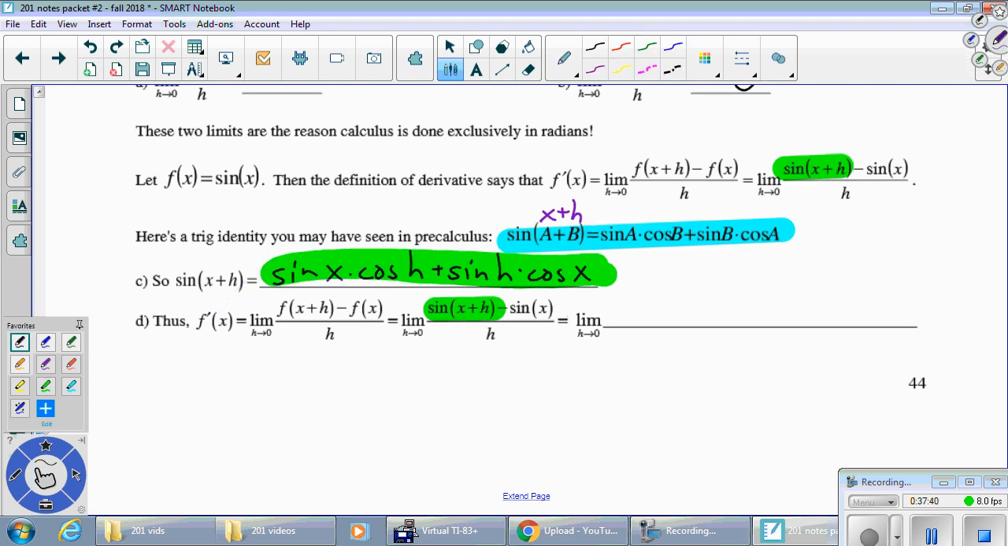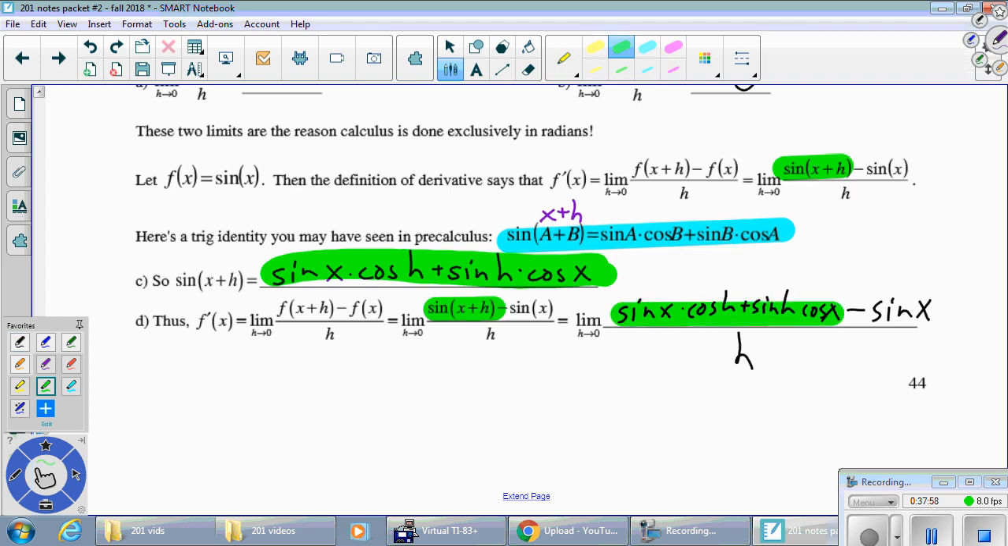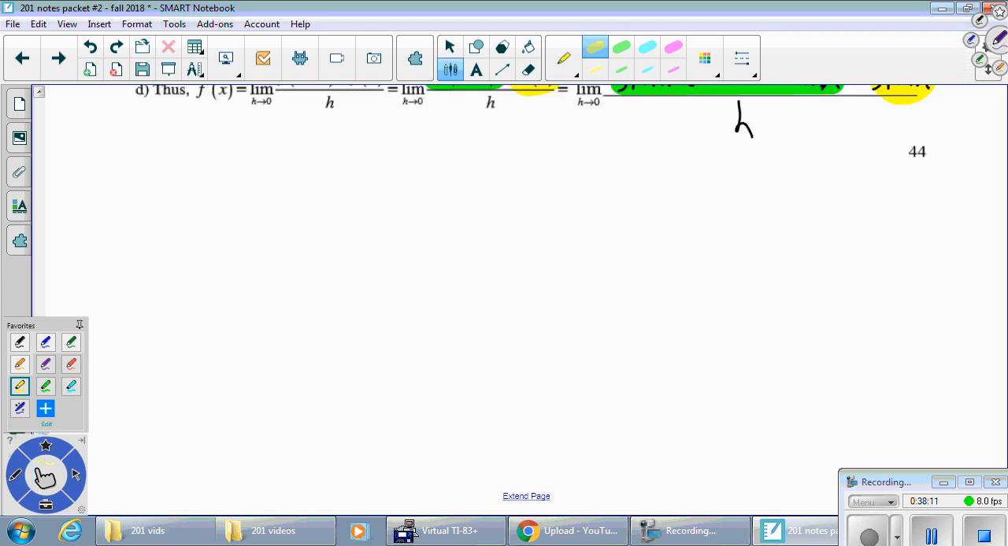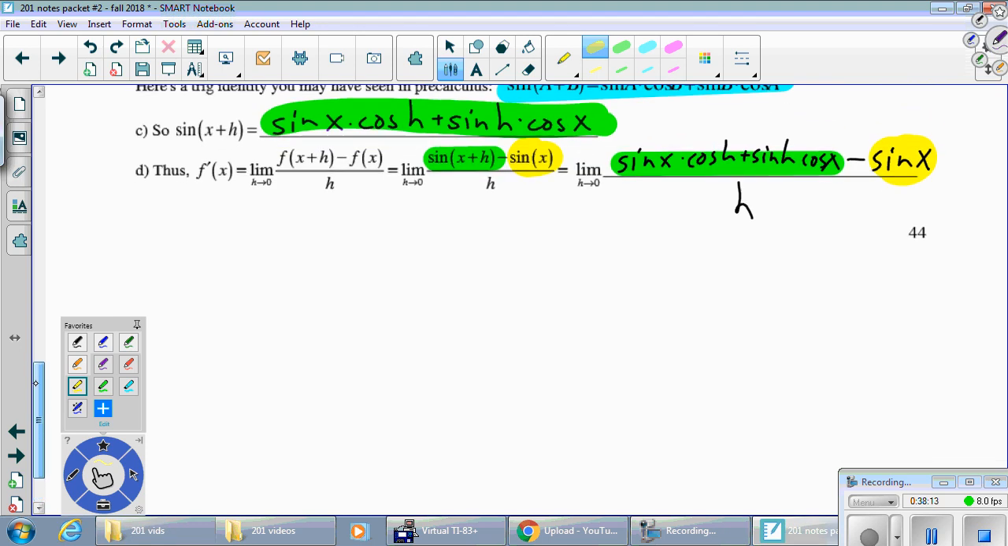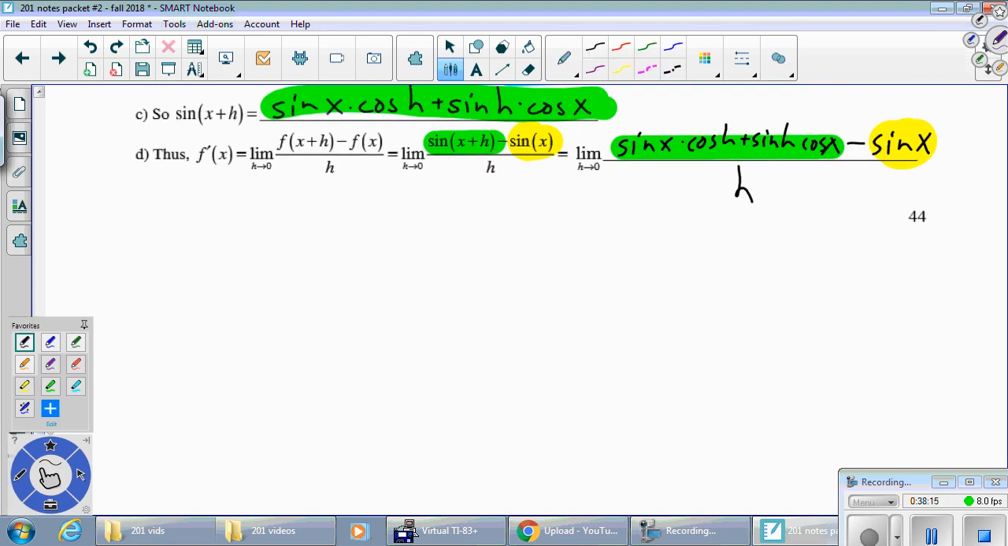So equals sine of x cosine of h plus sine of h cosine of x minus sine of x, all divided by h. I'll continue to highlight. Hopefully it'll be clear. So the green highlighted stuff is there, and then we'll highlight in yellow the other part, which was just this minus sine of x, and that one is just copied over here. Okay, so I'm going to do the next step on this page just so I don't have to recopy. But on the next page, it tells you you're supposed to head towards a certain thing. So let's see if we can get there on this page.